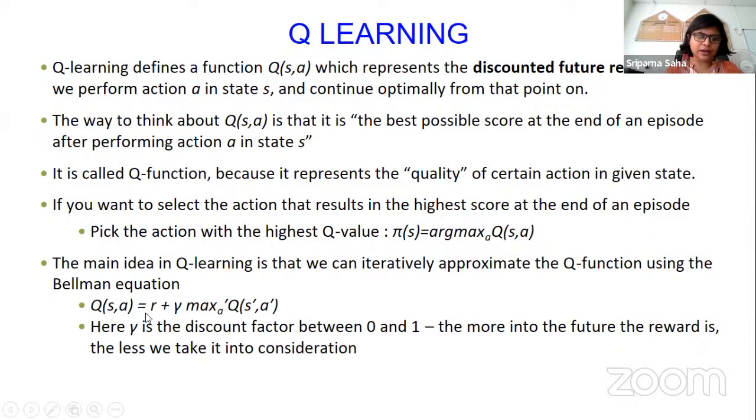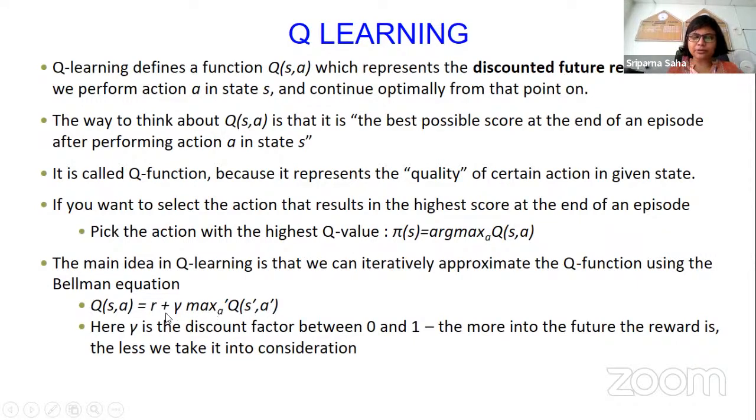So Q(S, A) equals R, the immediate reward, plus gamma, the discount factor. Now we have to find the particular action A dash whose value is the maximum. As I mentioned, it is the immediate reward plus discounted future rewards. So gamma is basically the discount factor, and gamma determines the weightage of the future rewards.